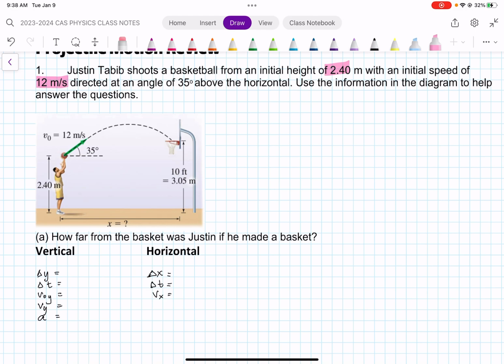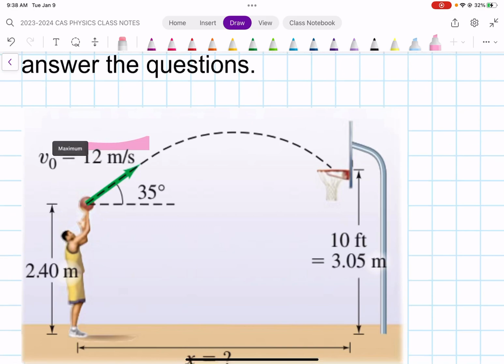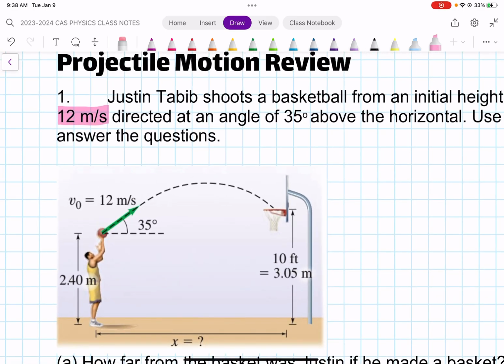answer these questions. So in this case, if we dial in on the initial velocity that Justin shoots the ball at, they say 12 meters per second directed at an angle of 35 degrees. So what that means is this green vector that they've shown you is the 12 meters. Now, some of that 12 meters is going towards projecting the basketball forward. So this part, that's going to be our Vx. And some of that 12 meters per second is going towards projecting the ball upwards initially, so that it leaves his hand and moves up. And we're going to call this V naught y.